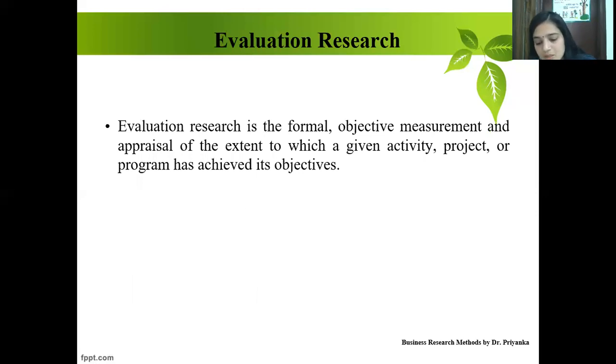Evaluation research. This research is the formal objective measurement and appraisal of the extent to which a given activity, project, or program has achieved its objectives. This is basically used in companies to evaluate their employees. Like this particular employee performed up to this extent last month, and on the same parameters he's performing in this particular way this month. Evaluation research is generally performed on the basis of scales.